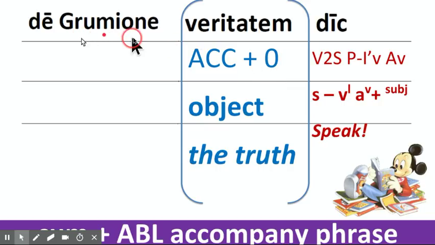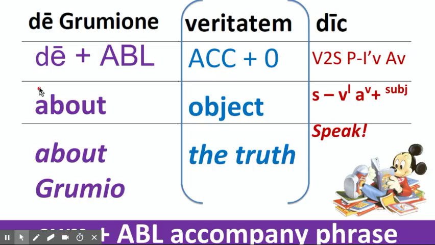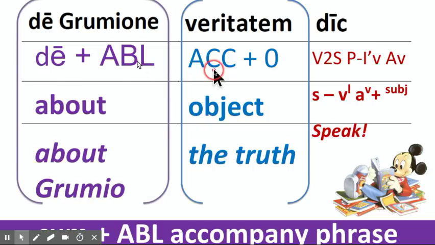De. De plus the ablative could either be about or from. So it could be like a separation phrase, down from the mountain. But in this case, we're talking about speaking, so it's probably a de plus ablative about phrase. Speak the truth about Grumio.